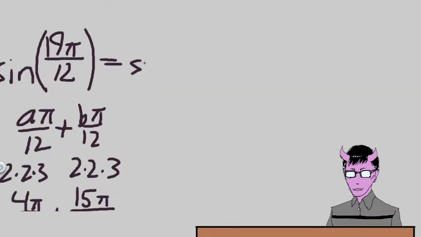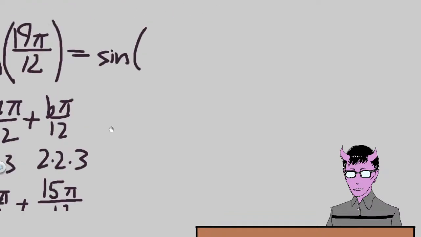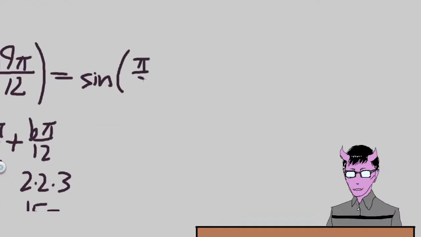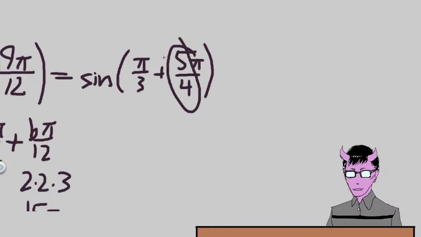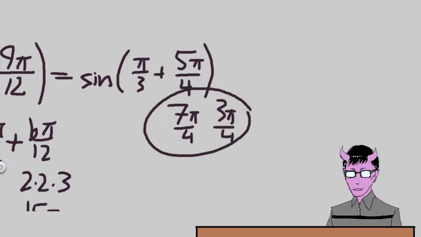So we are splitting that into a sum of pi over 3 and 5 pi over 4. This is a nice situation, because 5 is 1 more than 4. 3 pi over 4 would also be a nice variation, or something like 7 pi over 4. That's why it's nice if you memorize the unit circle, but you don't have to.